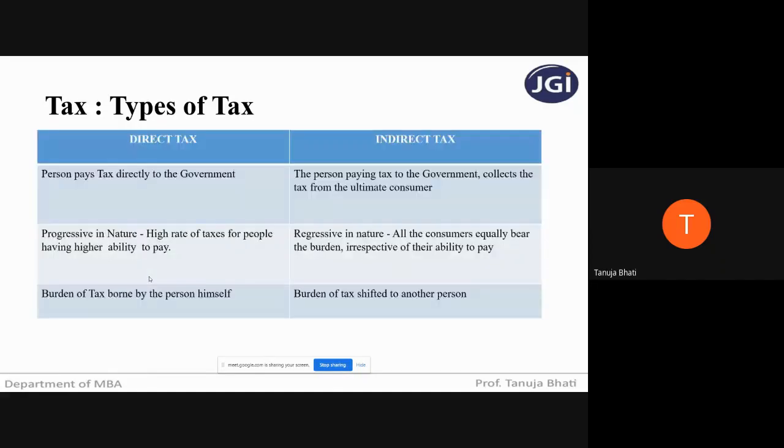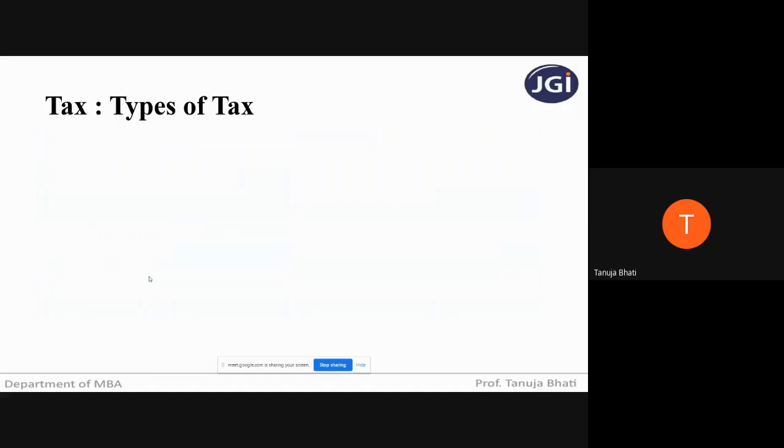So moving ahead. What is tax and what are the different types of tax? Students, as we know, tax is a financial charge, or an amount that is charged by the government from the persons. And the government collects tax in order to create a fund, which is utilized by the government for different public expenditures.